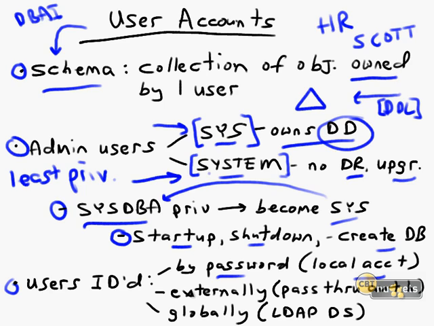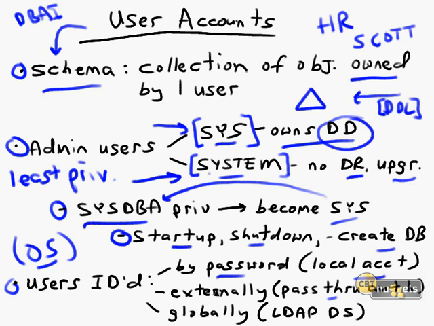The second way to create a user is identified externally, and this is a pass-through authentication where we're using an operating system account or some identity outside of Oracle. And we assume that the connecting user, if they've authenticated to the operating system using their account, Oracle says, all right, I'll let you in.